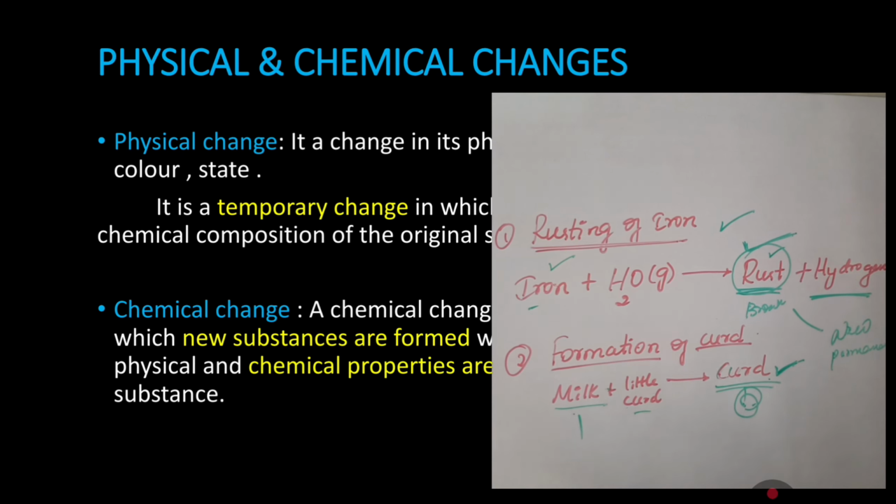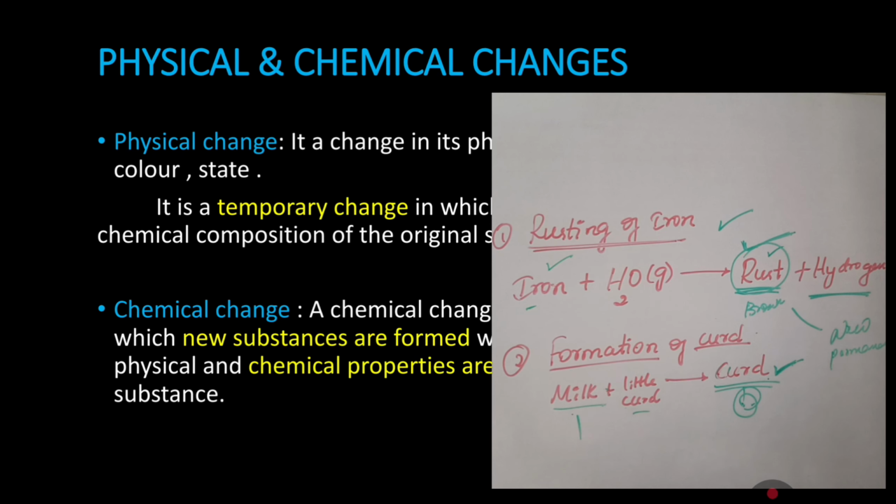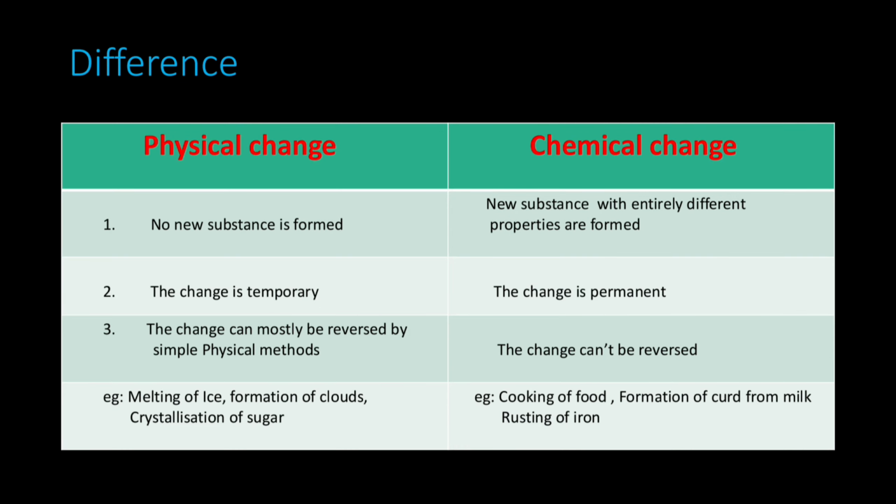Now you can easily identify whether it's a physical change or a chemical change, right? Physical change is a temporary change. If there are only changes in its physical state like color, shape, and state of matter in appearance, then you can say that is a physical change. Or if there is any permanent change, a formation of a new substance with new chemical properties, then you can say that it is a chemical change. So let's move on. Let us see the difference between physical change and chemical change.